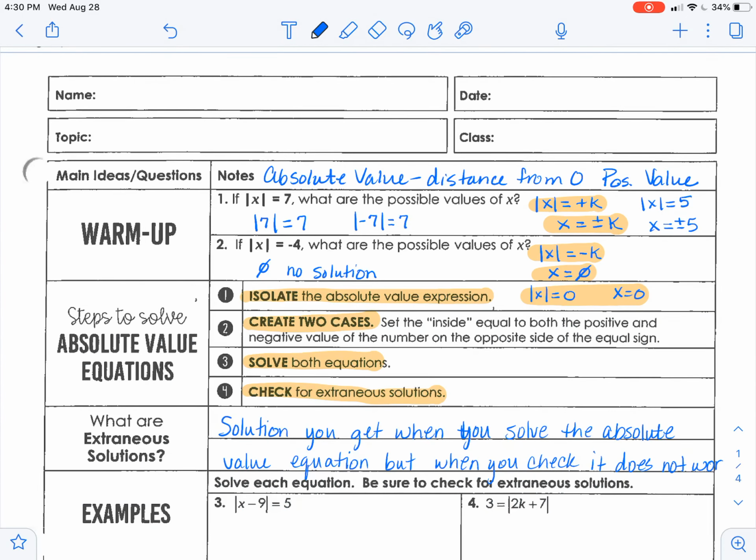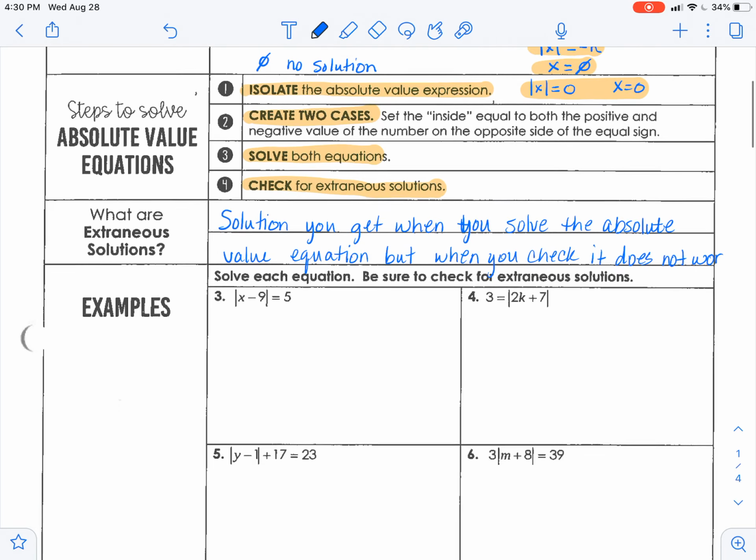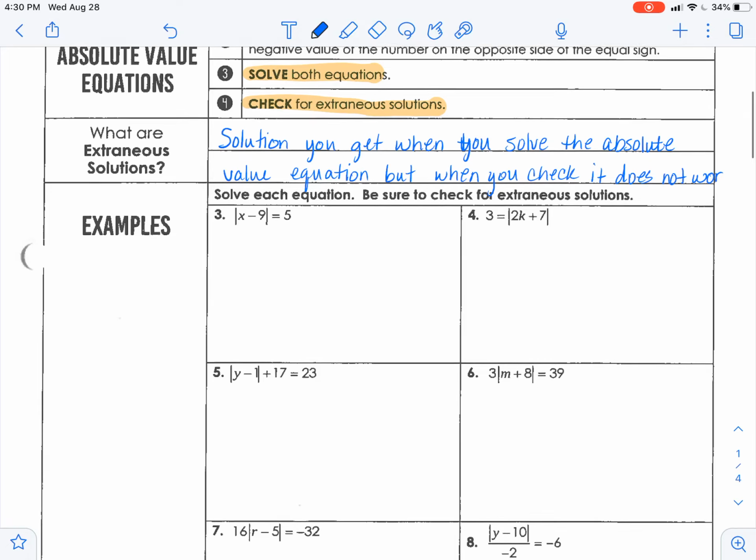We'll be doing extraneous solutions for a lot of our equations that we have. So I'm going to run through an example real quick.